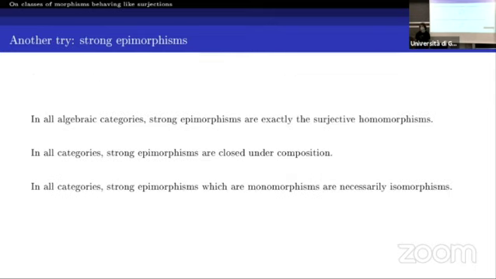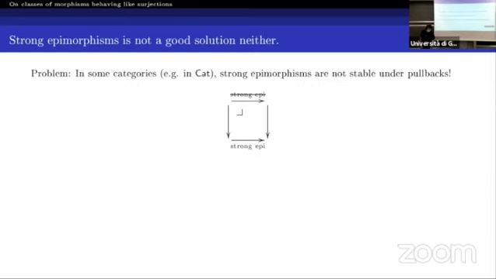And again, this has really nice properties, because surjections in any algebraic category are exactly the strong epis, and the strong epis satisfy the first two properties I described. So a mono which is a strong epi is an iso, and it's closed under composition. But again, in the category Cat, they're not stable under pullbacks. So you can find a strong epi and a pullback of it which is not a strong epi. And this phenomenon, if you have surjections, does not appear because we know that the pullback of a surjection is a surjection.